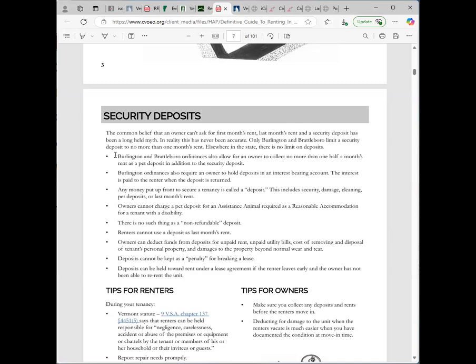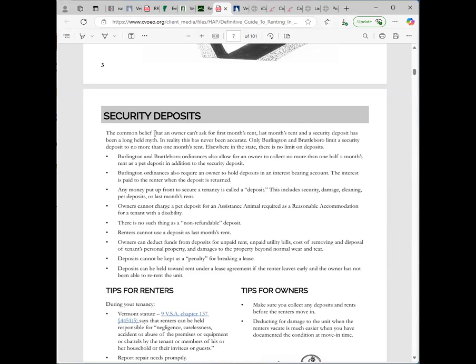Burlington, oh, wait a minute. It says Burlington and Brattleboro ordinances also allow for an owner to collect no more than half a month's rent as a pet deposit. So there are a couple of different ones about security deposits.